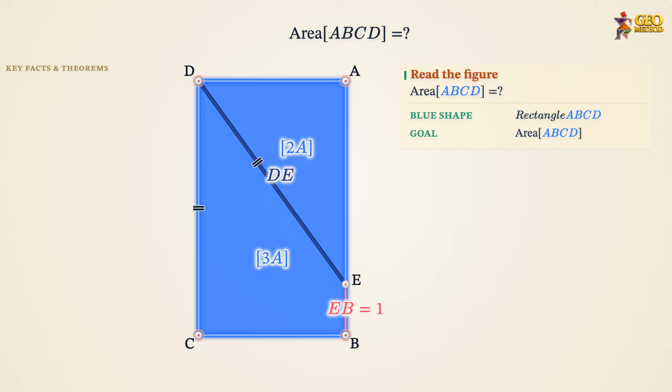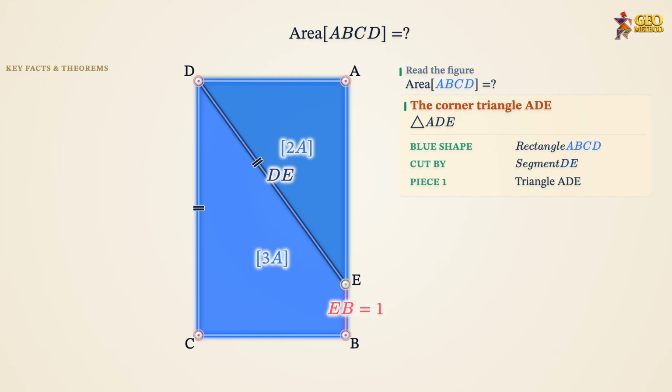Here is a blue rectangle ABCD, with A and B along the right and D and C along the left. Our goal is the area of this whole blue rectangle, and everything else in the figure is there to help us find it. The segment DE runs from the top left corner D across to a point E on the right edge. It slices a triangle ADE off the top right corner, and because A is a corner of the rectangle, this triangle has a right angle at A.